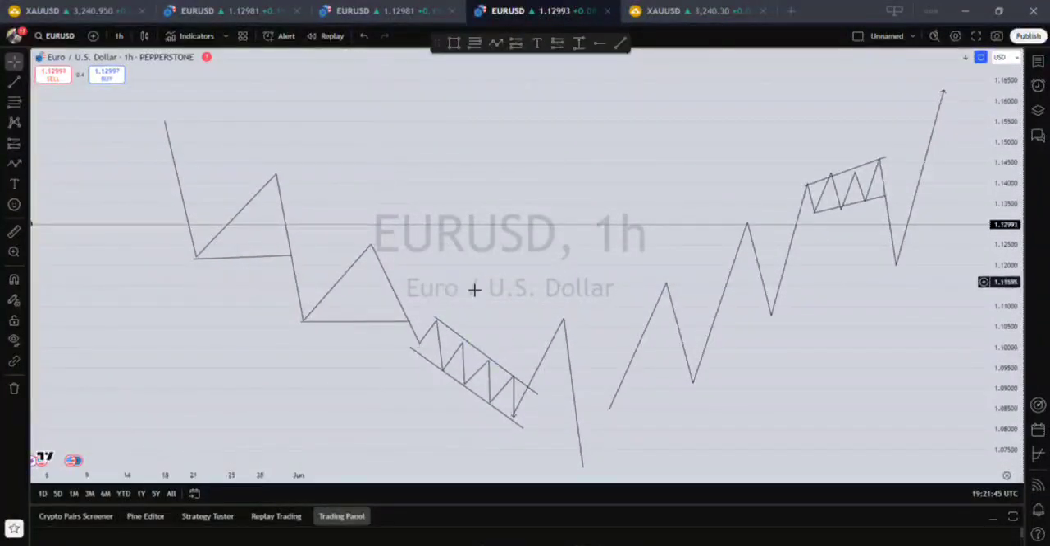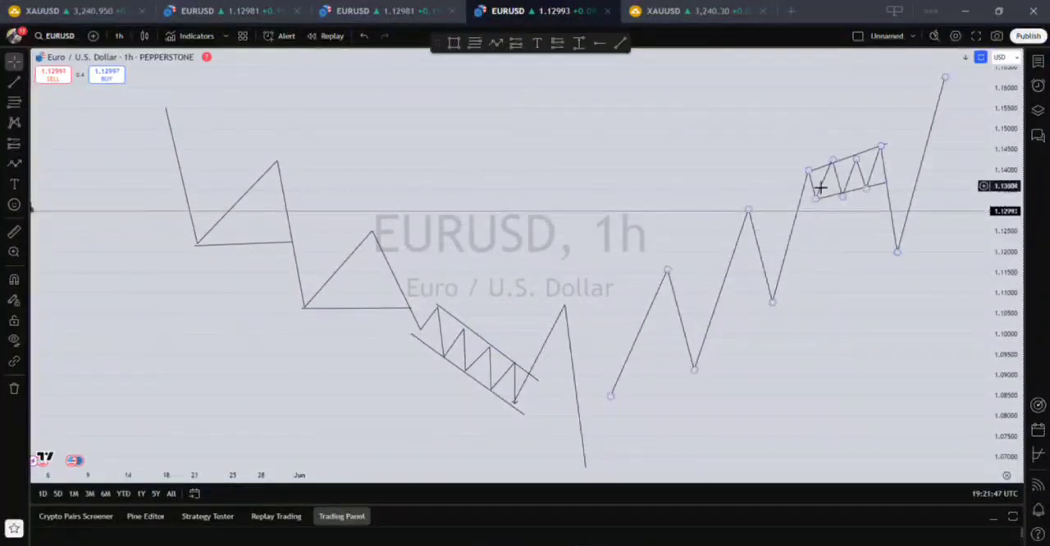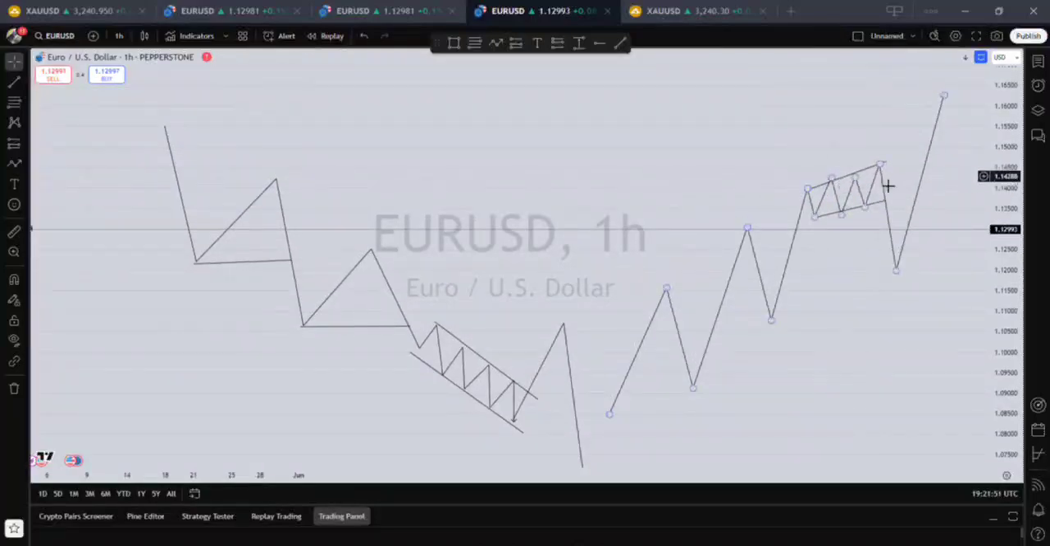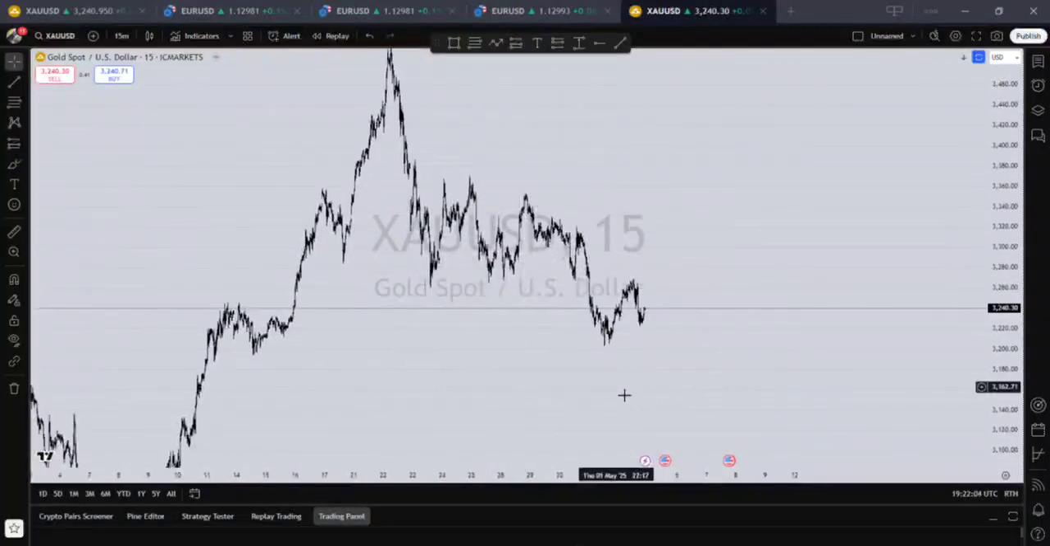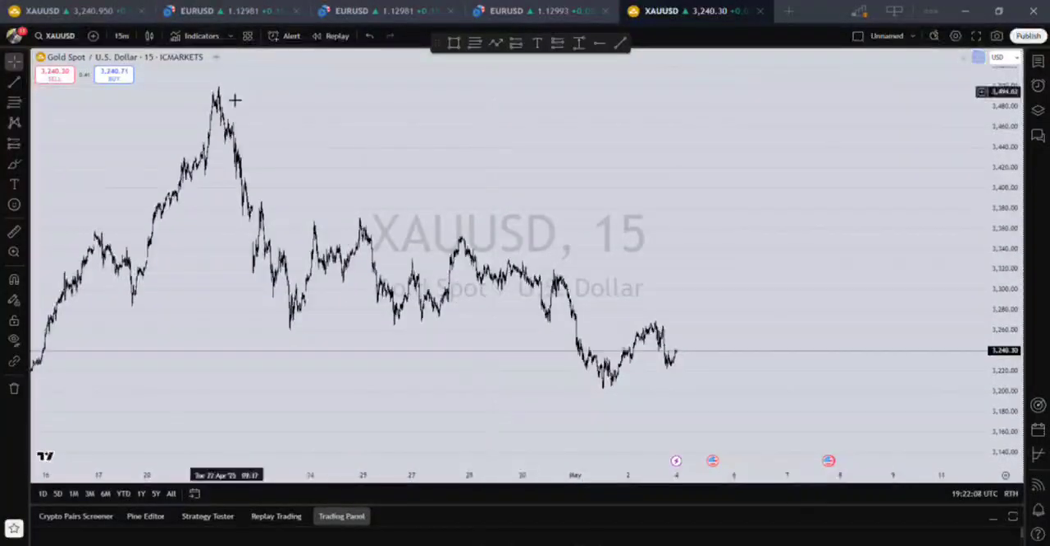Yeah. So as I was saying, this kind of structure is traded differently. How do you trade this? After the first break, second break, this is not part of the breaks. This is not part of the breaks. Now let me show you an example.